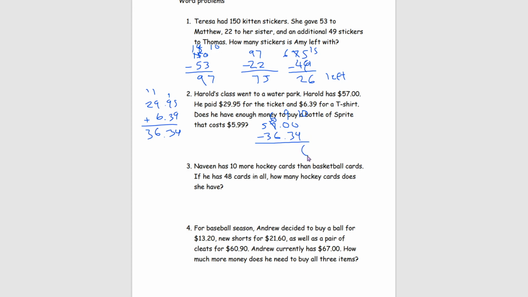10 minus 4 gets us 6. 9 minus 3 gets us 6. 6 minus 6 gets us 0, and 5 minus 3 gets us 2. And so we know that he has $20.66 left, which is greater than $5.99, meaning that yes, he has enough money to buy a bottle of Sprite.